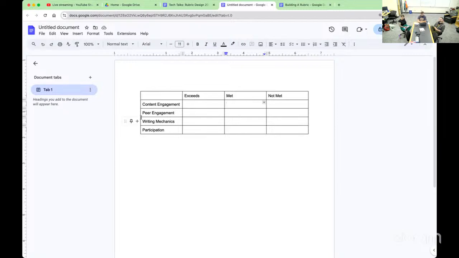So for example, content engagement. I need to think about a criteria description that is observable. Like I can't just say, did you understand the content? Well, I don't know if you understood the content. I'm not in your brain, right? So when it comes to a discussion, maybe I need to pare that down to something more like, did you answer all of the discussion prompts?